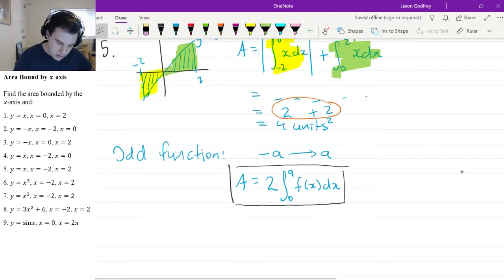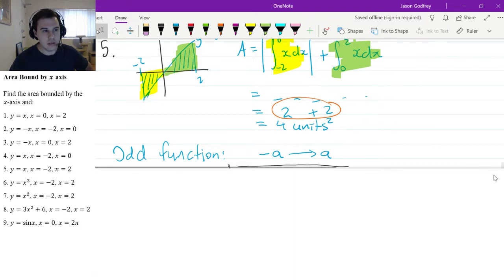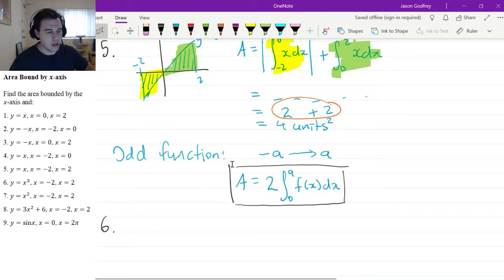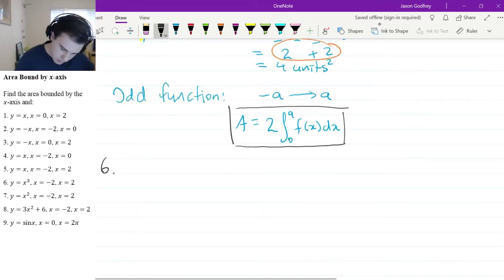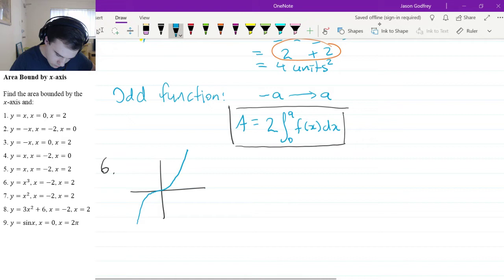So, question 6 is intentionally another odd function. Rather than breaking it up into 2 pieces, like we did here, and adding them separately, let's just try using the fact, by identifying it's a cubic, an odd function, and then doing this here. So we've got y equals x cubed. Again, let's draw a diagram to visualize it. This is y equals x cubed, and we're going from negative 2 to 2.